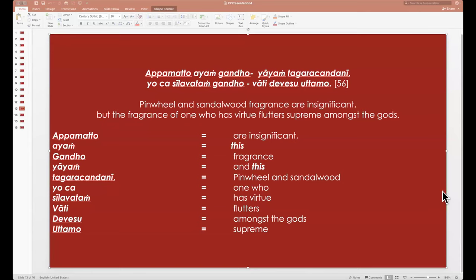Appamatto ayam gandho, yayam tagara chandani, yocha silavatam gandho, vati devesu uttamo. Okay. Hiroyuki. Appamatto ayam gandho, yayam tagara chandani, yocha silavatam gandho, vati devesu uttamo. Good. Anudhi, is that it? I recited, Bhante. Okay. I think all of you recited very well.